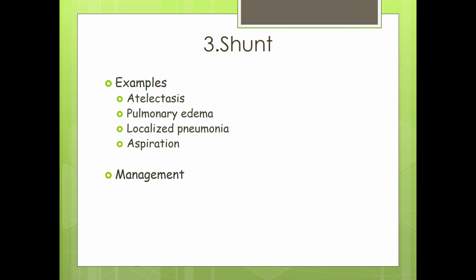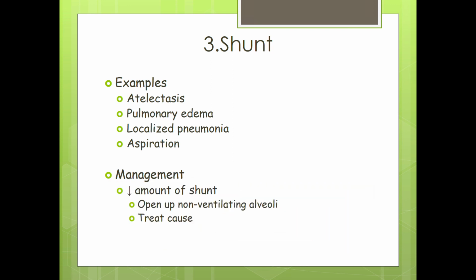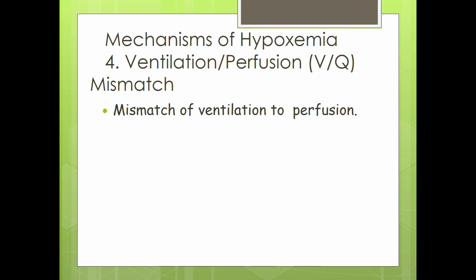Okay. And how do we manage a shunt? You have to decrease the amount of the shunt. So we try to open up the non-ventilating alveoli. So we typically will do that through mechanical ventilation. There's a special thing called positive end expiratory pressure, or PEEP, that we use to help open up those alveoli. And then, of course, we treat the cause. So if your patient has a physiological shunt, they're pretty sick, okay? And often they'll be in the intensive care unit.